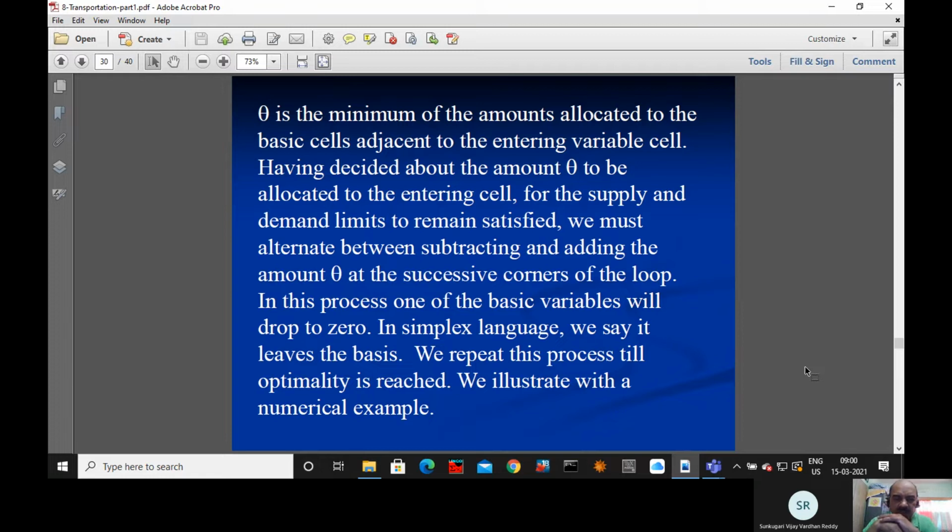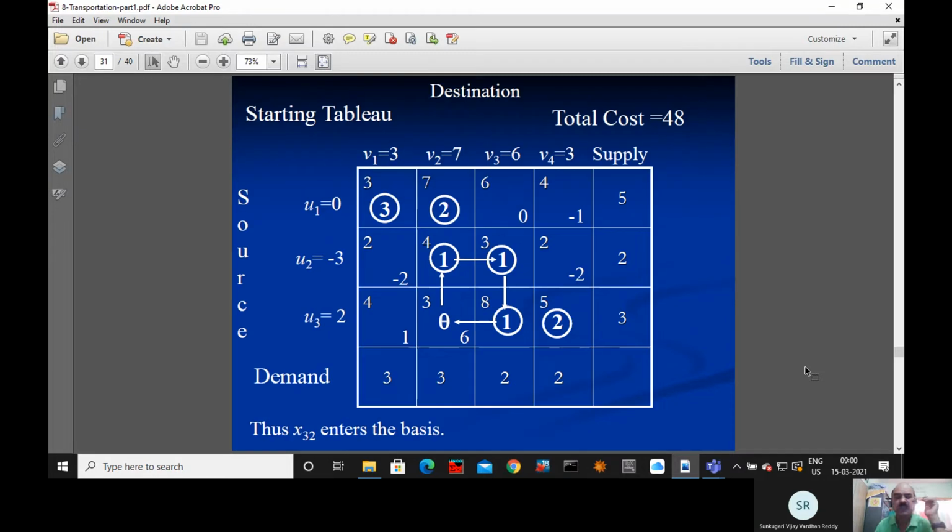Through this process, one basic variable will drop to 0. In simplex language, we say that this variable is the leaving variable, which leaves the basis. We repeat this process till optimality is reached. We illustrate with a numerical example. Now we see here.